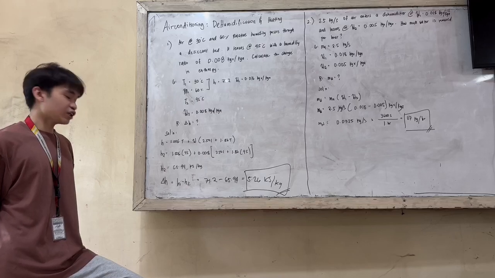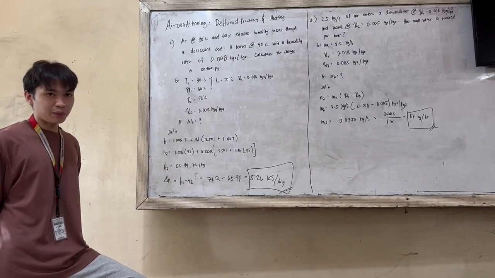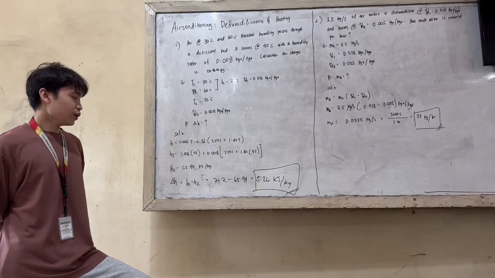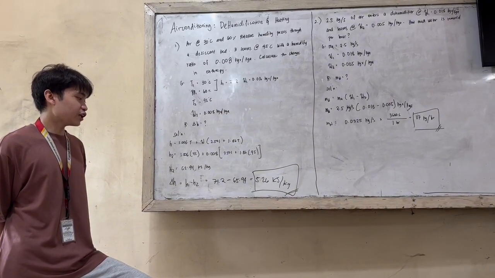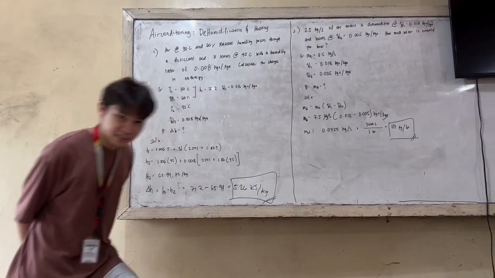Next is the change in enthalpy. By this, we need to subtract H1 minus H2, which is 71.2 minus 61.94. It will result in 5.26 kilojoules per kilogram. Next is problem 2.